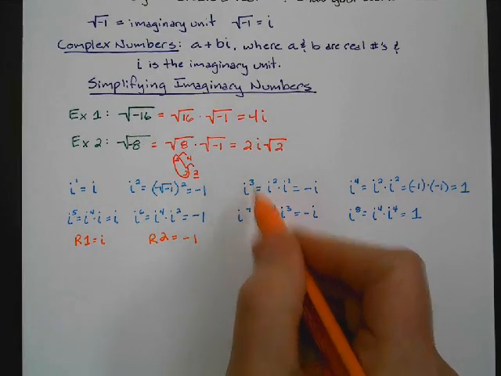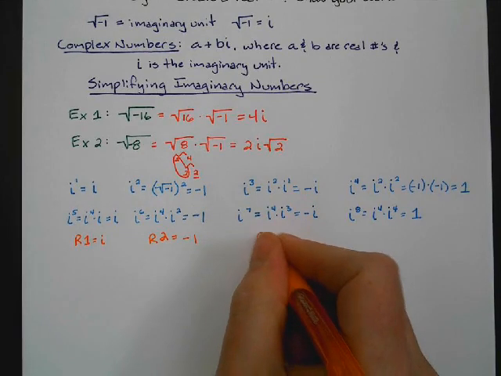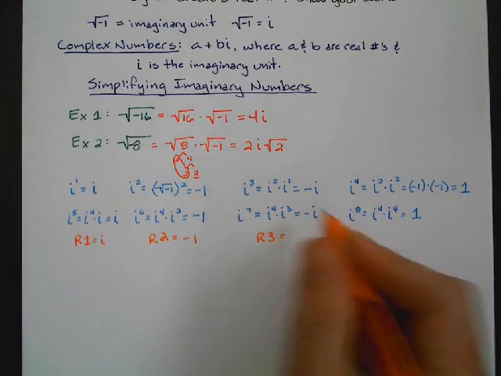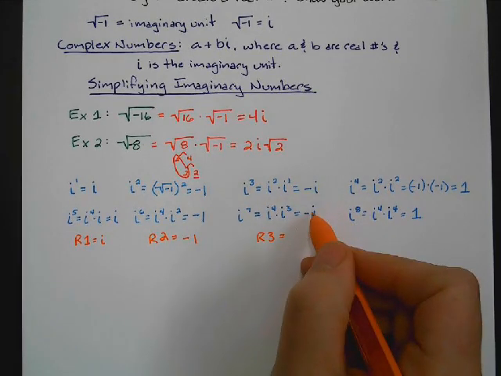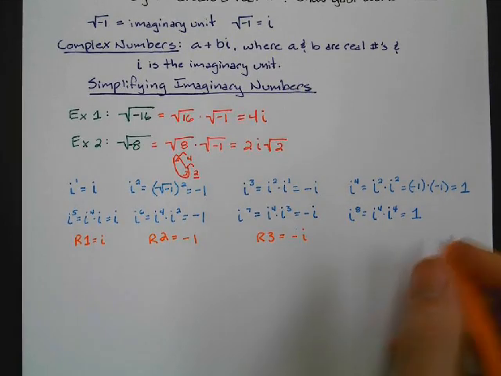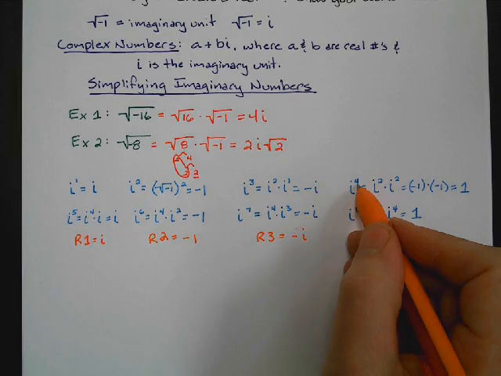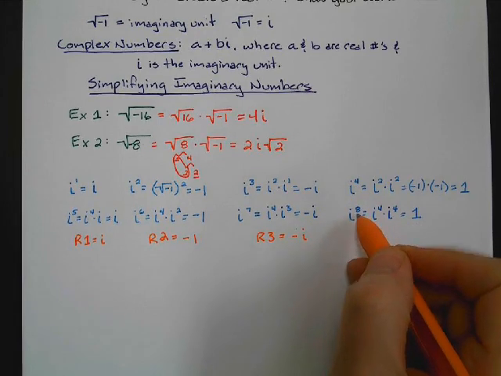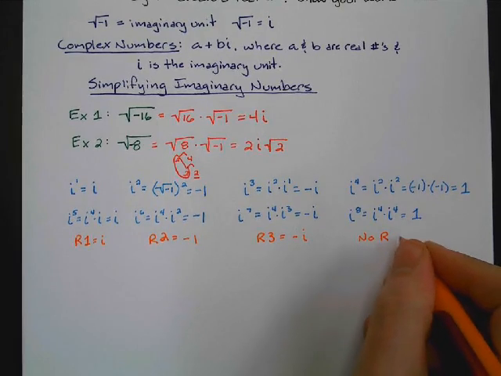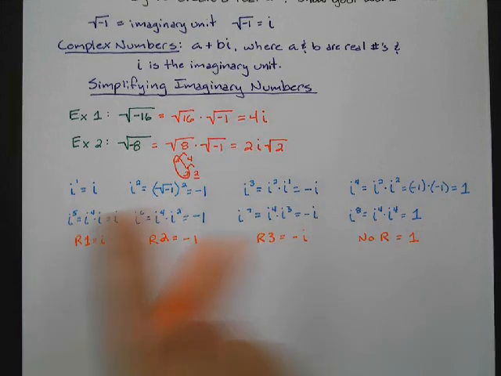When we divide 3 or we divide 7 by 4, we get a remainder of 3. And now we know that anytime we get a remainder of 3, we've got negative i as an answer. And then if there's no remainder, so 4 divided by 4 doesn't have a remainder, 8 divided by 4 doesn't have a remainder. We're going to find out that it's always going to give us an answer of 1 because this pattern is going to continue forever.